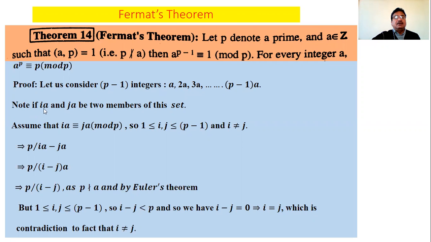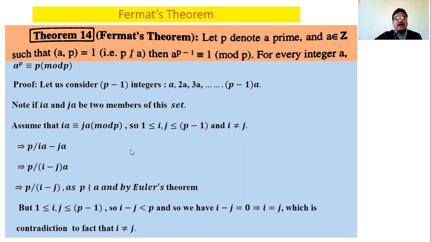Note that if ia and ja are any two members of this set, and assume that ia is congruent to ja modulo p, where obviously i and j run from 1 to p minus 1 and i is not equal to j, then p divides ia minus ja. That is, p divides (i minus j)a, taking a as common. Then p does not divide a, as the greatest common divisor of a and p is 1. By Euclid's lemma, if p is prime and p divides a times b, then p divides either a or b, one of them. But p does not divide a, so p divides i minus j.